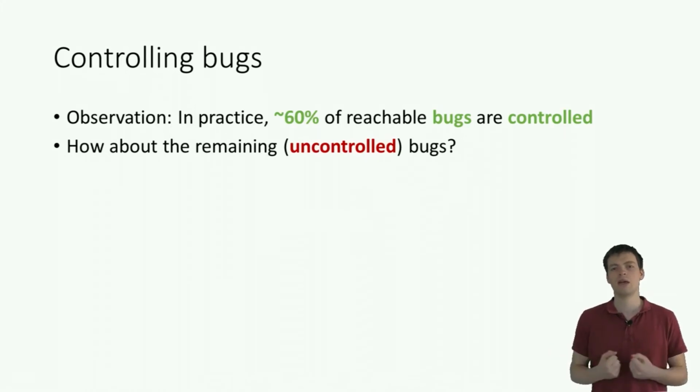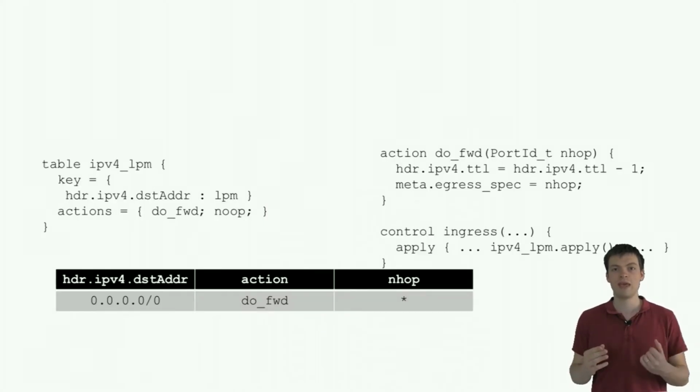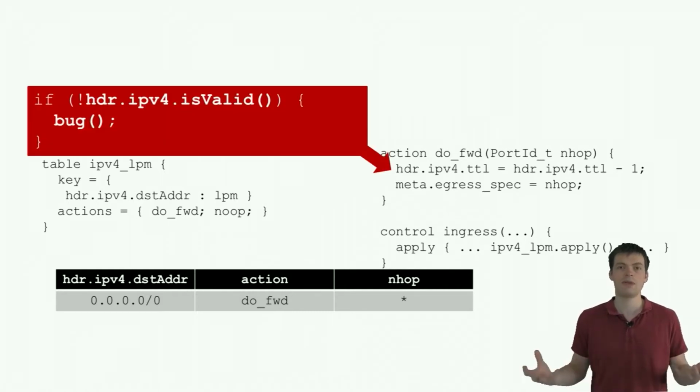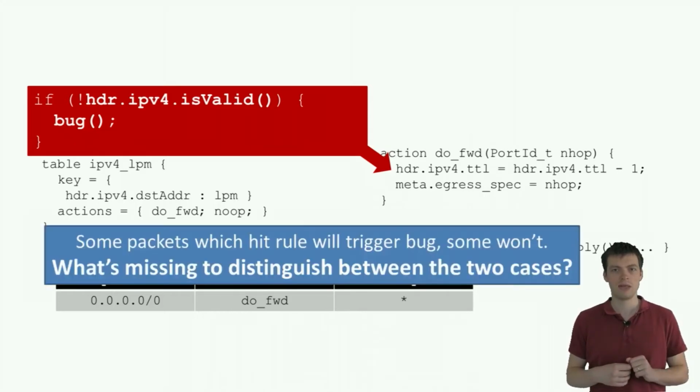So how about the remaining uncontrolled bugs? This brings us to the second ingredient of bf4. Let's take an example. Table IPv4 LPM does longest prefix match against the IPv4 destination address. It then forwards the packet onto a given port using action do forward. Action do forward also decrements the time to live field. What happens if there is no IPv4 header? Well, same as previously, an undefined behavior will be triggered. Now assume this table entry. Clearly, there are packets which hit this entry and will trigger the undefined behaviors, and there are packets which hit this rule and won't trigger the undefined behavior.